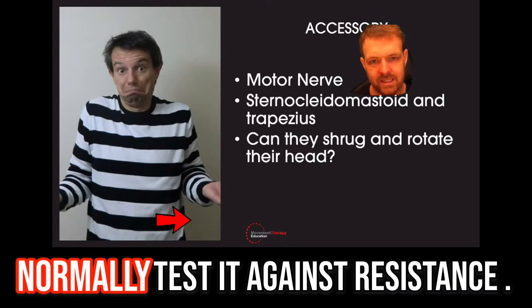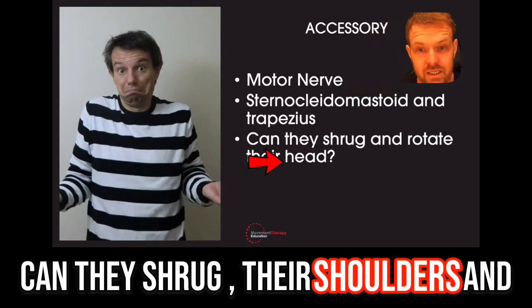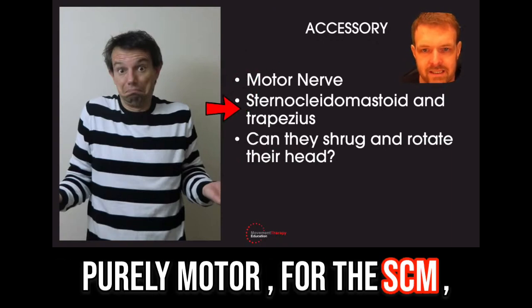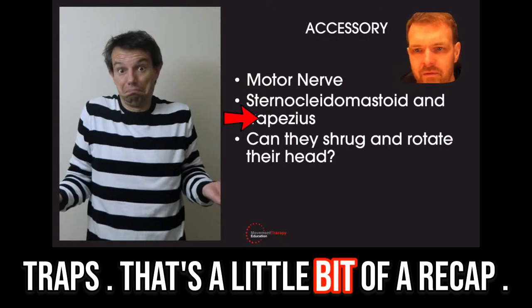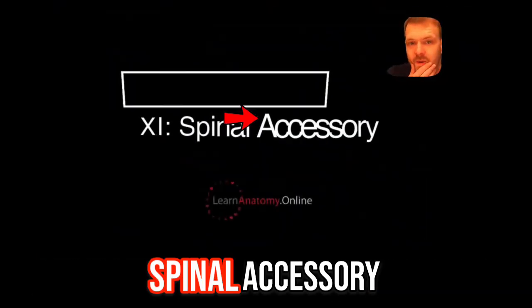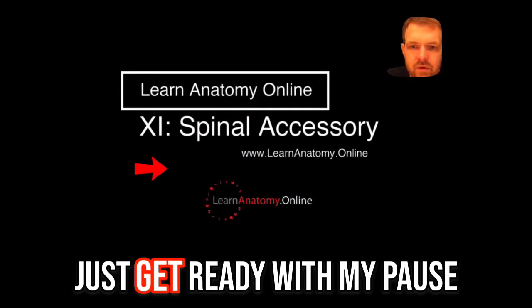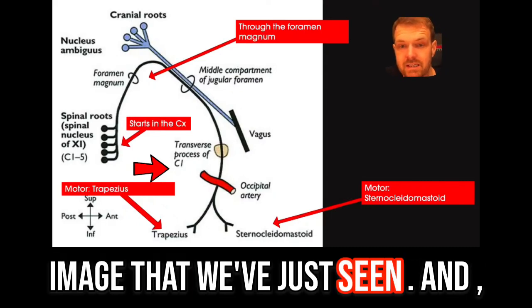And we would normally test it against resistance. Can they shrug their shoulders and can they rotate their head? It's purely motor for the SCM, sternocleidomastoid and the traps. That's a little bit of a recap. Here's the video of it. This is the spinal accessory. Just get ready with my pause button. There we go. That's the image that we've just seen.